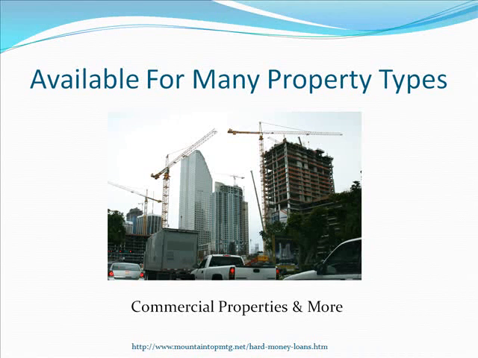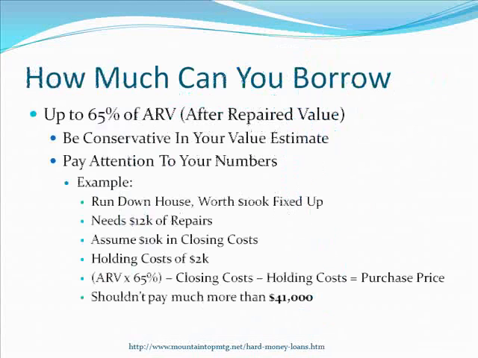Wanted to give you a quick example of how much you can borrow, and an example of a house that's pretty typical for what a lot of investors come across. Now, with most hard money lenders, you can get a loan up to 65% of the after repaired value of the property, 65% of the ARV, and that would be the basis point of your loan.